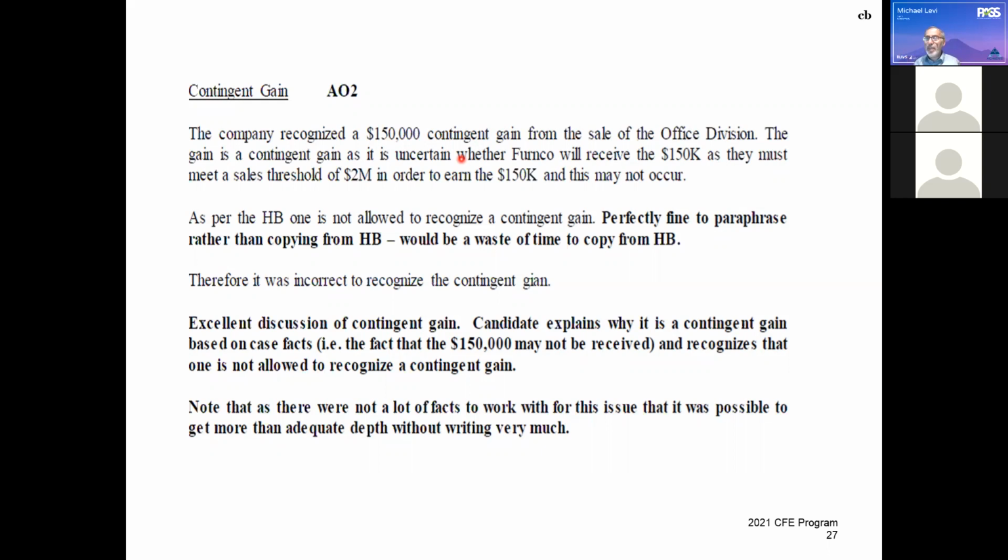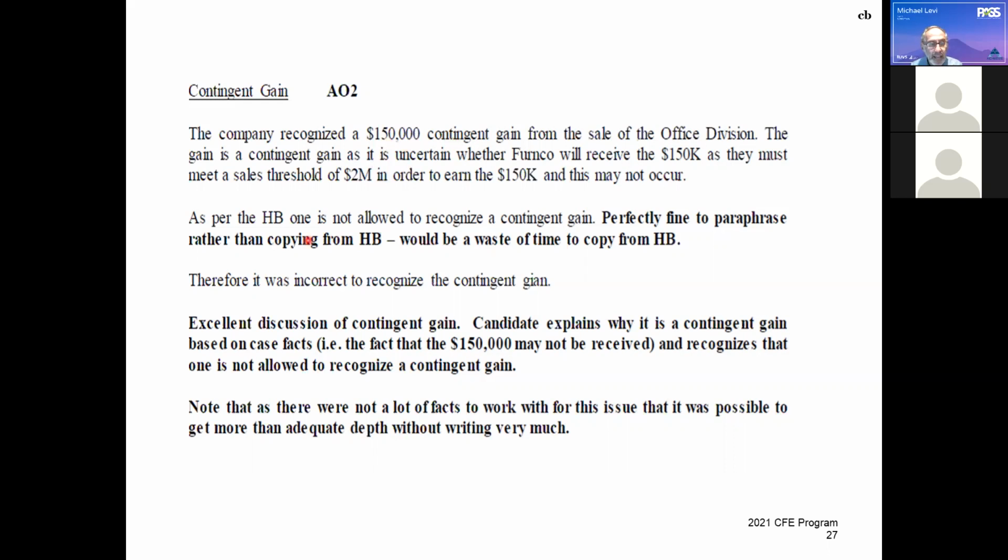So isn't that the same thing as saying they booked the contingent gain? Because without recognizing the 150, which was contingent on sales reaching a certain level, they would have had a loss of 150. By not recognizing the loss, they're effectively recognizing the 150, but the 150 is a contingent gain. So our student does a very nice job of explaining this, right? The candidate explains very clearly that they recognize the $150,000 contingent gain, and they explain very clearly why it's a contingent gain.